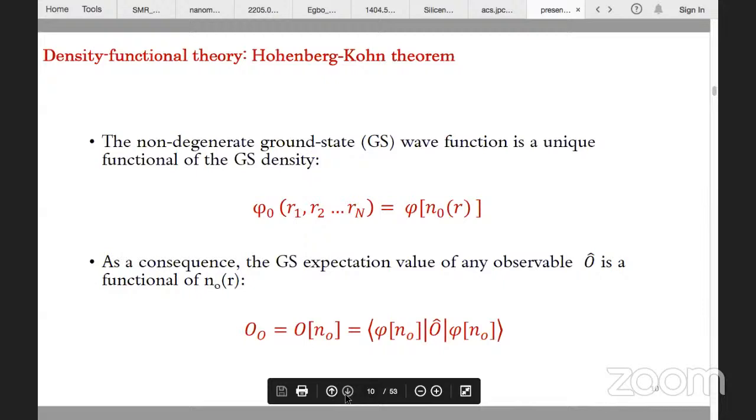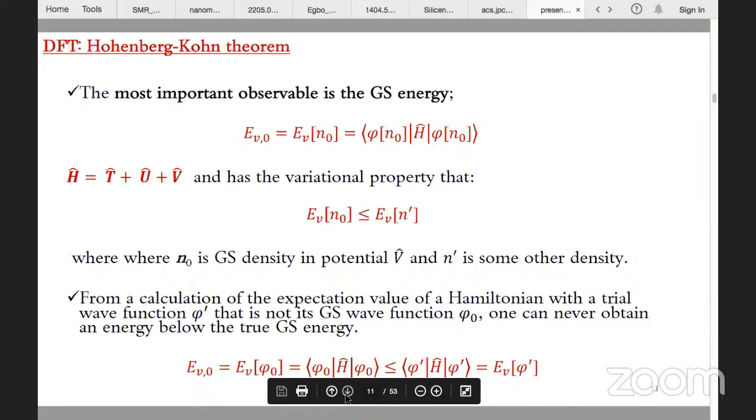So in a way, we say that the ground state wave function is a unique function of the ground state density, and all observables can be calculated as expectation values of the ground state wave function, which is a function of the ground state density. The most important observable, when we do DFT calculations, what we usually go after, is the minimized energy, the optimized energy of the system. Once we obtain the ground state wave function, which is a function of the density, we can use that to calculate the expectation value of the total energy of the system, the Hamiltonian, so to say.